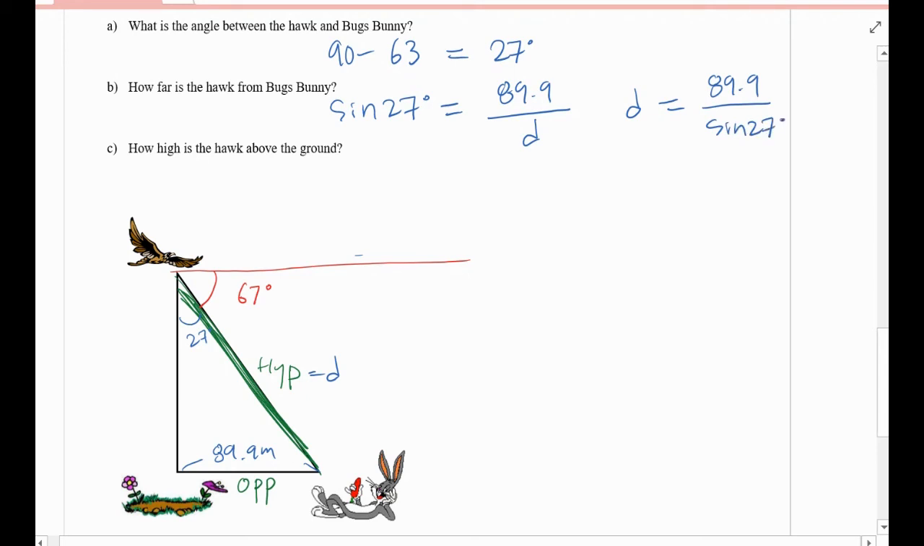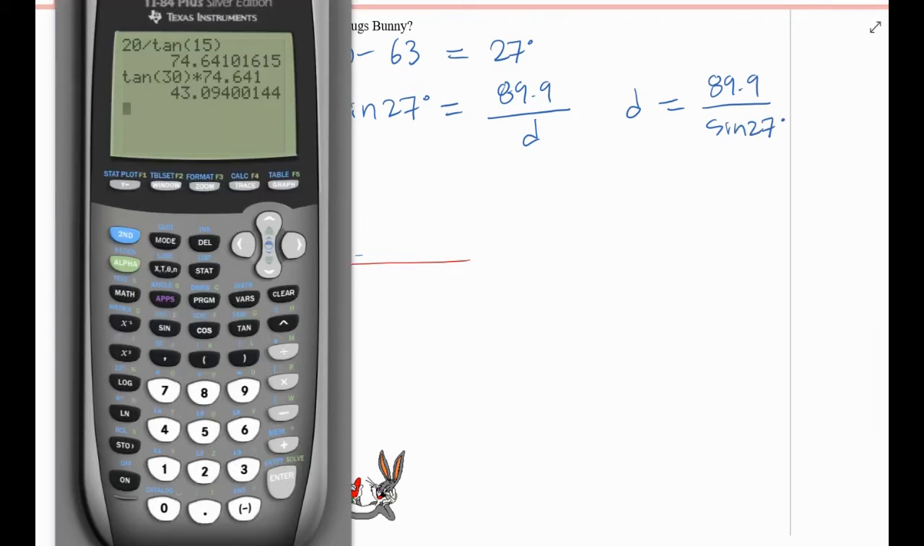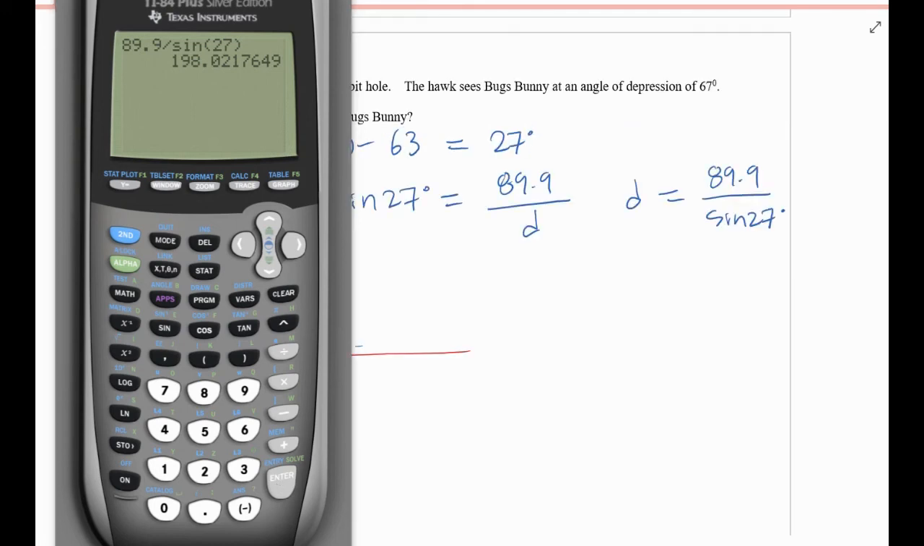Let's simply just put this into your calculator. 89.9 divided by sine 27. That is 198.02. Okay, let's keep two decimal places. 198.02.